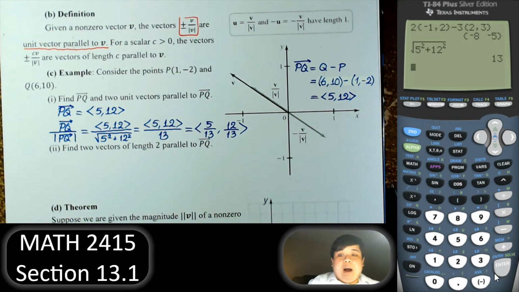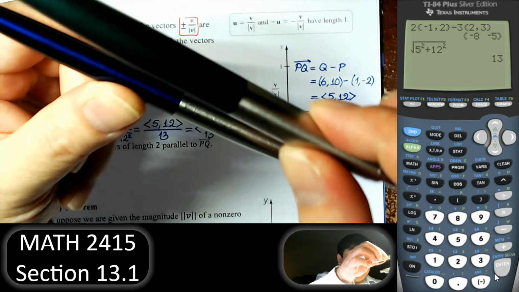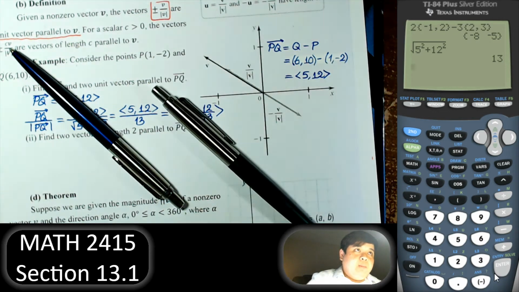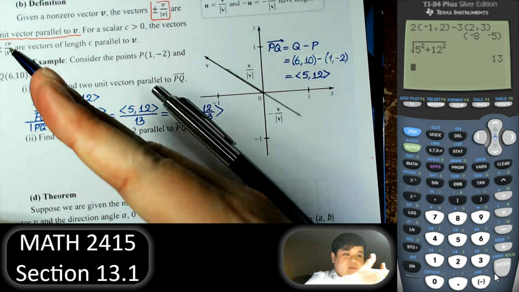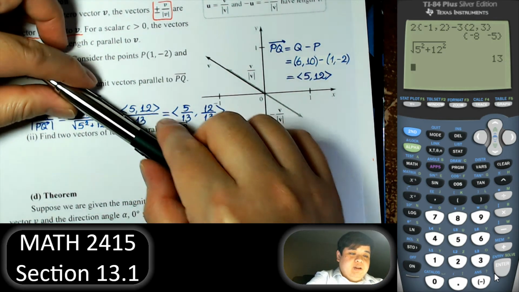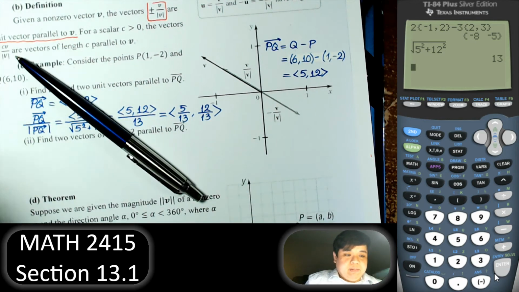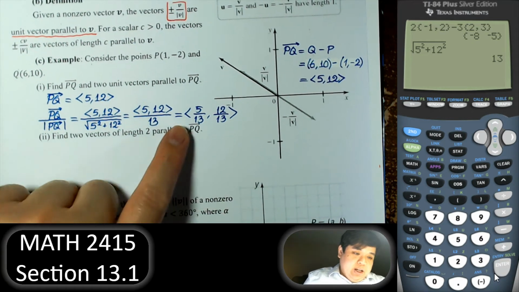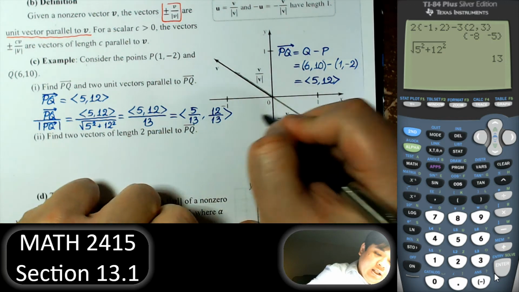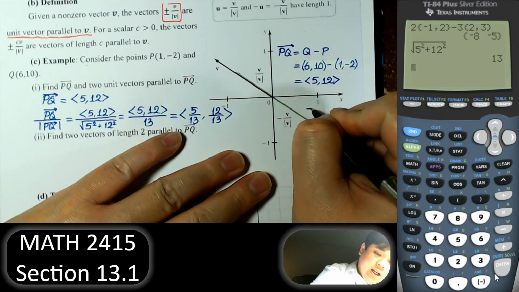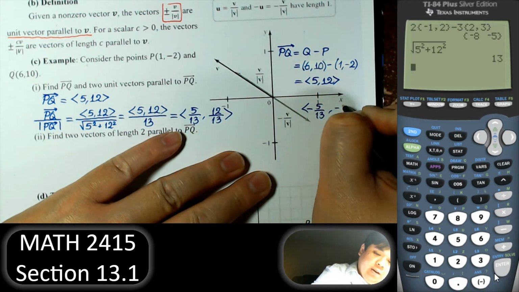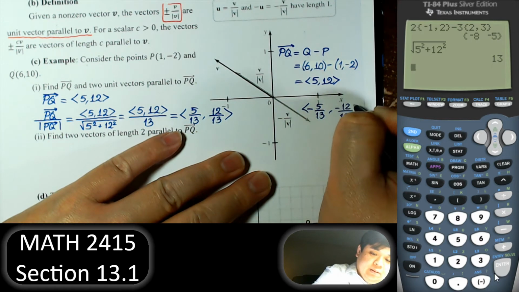Remember, when we talk about parallel, it could be pointing in the same direction, or it might point in the opposite direction, as long as they can align into a straight line. They are parallel. So here's one of them. The other one is opposite to this. We say negative 5 over 13 and negative 12 over 13. Right.